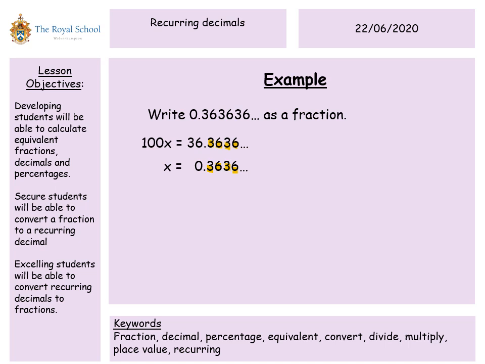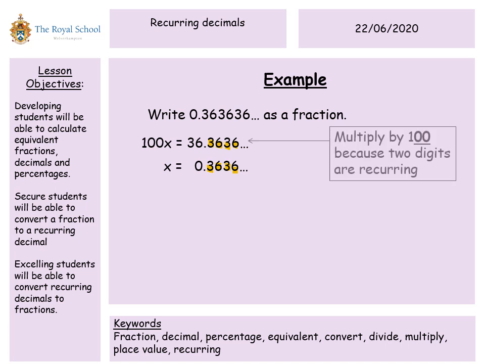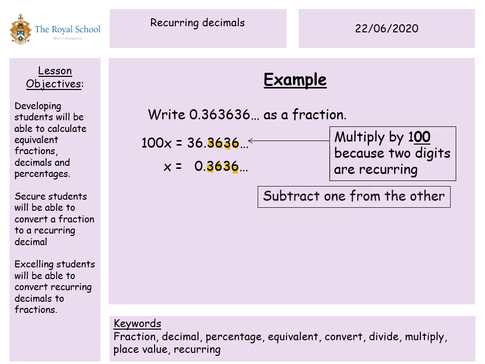We then do our subtraction. So 100x take away x on the left hand side is going to give us 99x, and 36.3636 minus 0.3636 will just give us 36. That again gives us our very simple equation to solve. So divide both sides of our equation by 99, and it gives us x equals 36 over 99.